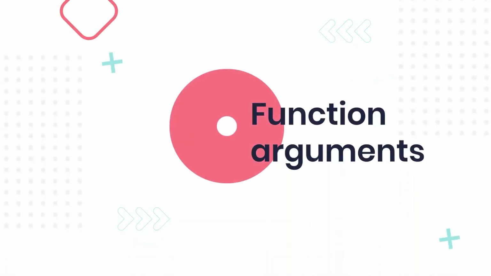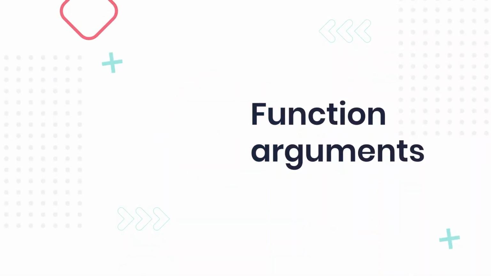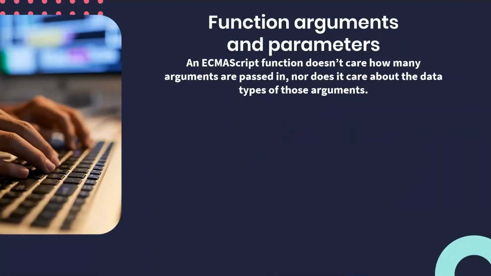Function arguments in ECMAScript don't behave in the same way as function arguments in most other languages, and here's why. An ECMAScript function doesn't care how many arguments are passed in, nor does it care about the data types of those arguments. Just because you define a function to accept 2 arguments doesn't mean you can pass it only 2 arguments. You could pass in 1 or 3 or even none, and the interpreter won't complain.